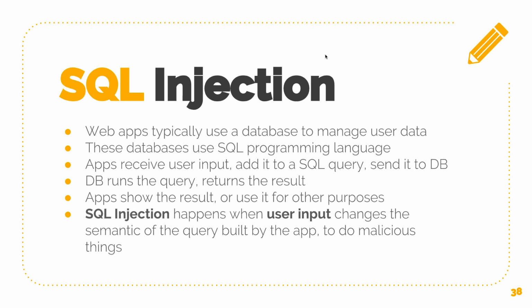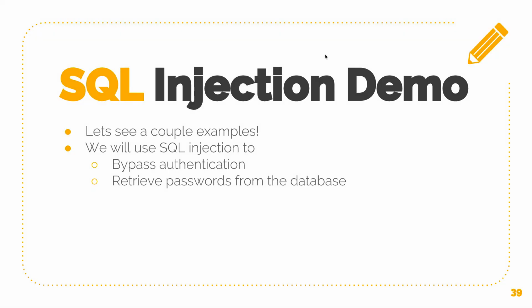SQL injection happens when the user input changes the semantics of that query. So for example, if an application wants to get the list of products from the database server and show it to the user, an SQL injection would instead make it return usernames and passwords instead of the products. And then the hacker has access to all usernames and passwords. We can see a demo of SQL injection.